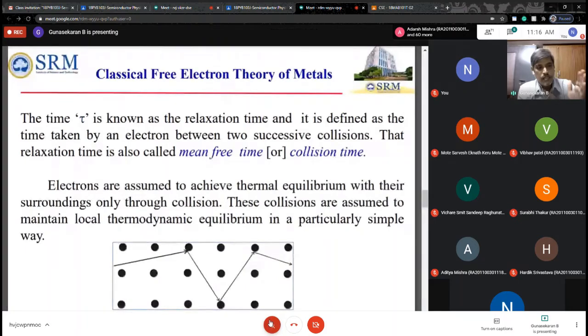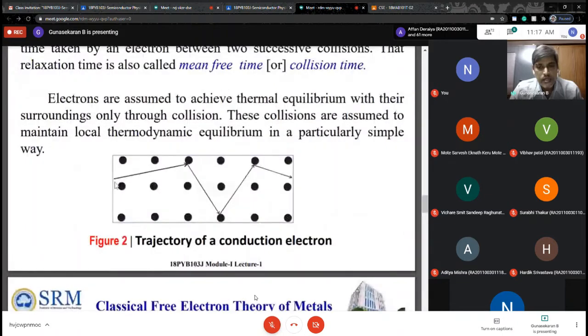Yes. So now the electrons are assumed to achieve a thermal equilibrium after computing the drift velocity, the constant velocity. The electrons achieve thermal equilibrium with their surroundings through collisions, and these collisions are assumed to maintain local thermodynamic equilibrium in a particular simple way. See here, the electrons are coming, and this is the trajectory of the electrons. So many collisions take place, and the average distance traveled by these electrons between two successive collisions is the mean free path.